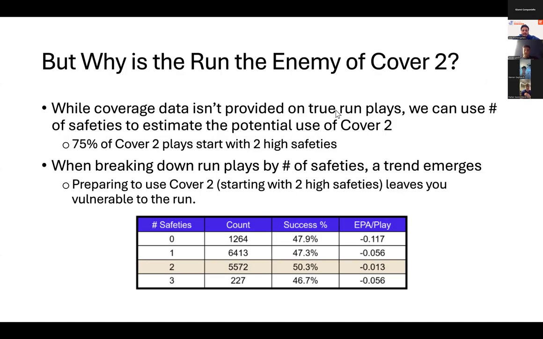So then the question becomes, as we stated earlier, if it comes down to run pass rate, why is run so important? The data doesn't exactly provide coverage data for run plays, but using the fact that 75% of cover two plays start with two high safeties, we can model that with run plays starting against two high safeties. And you can see here that the success rate with two high safeties and the EPA are both the highest when the offense is running. So this is why cover two is so afraid of the run.